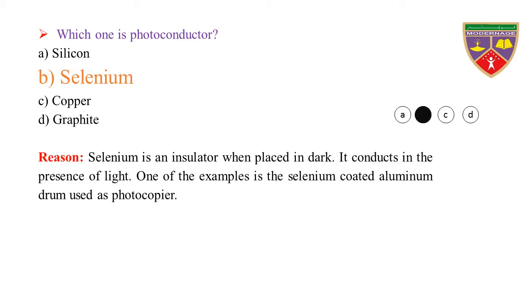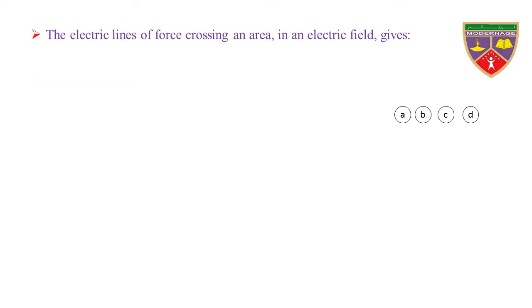Reason: selenium is an insulator when placed in dark. It conducts in the presence of light. One of the examples is the selenium coated aluminium drum used in a photocopier. Hence, selenium is a photoconductor.